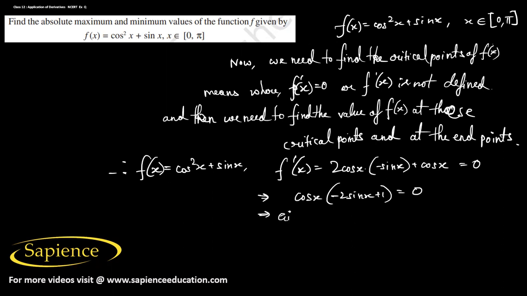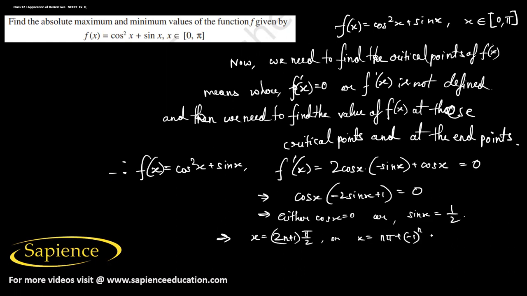It means that either cos x equal to 0, or 2 sin x equal to 1. It means sin x equal to half. It means that x should be equal to (2n plus 1) pi by 2, or x should be equal to n pi plus minus 1 whole power n pi by 6, where n belongs to Z. Here we can write m also, where n, m belong to Z.